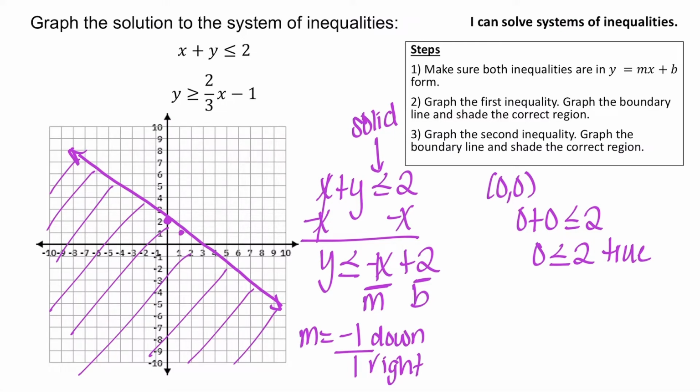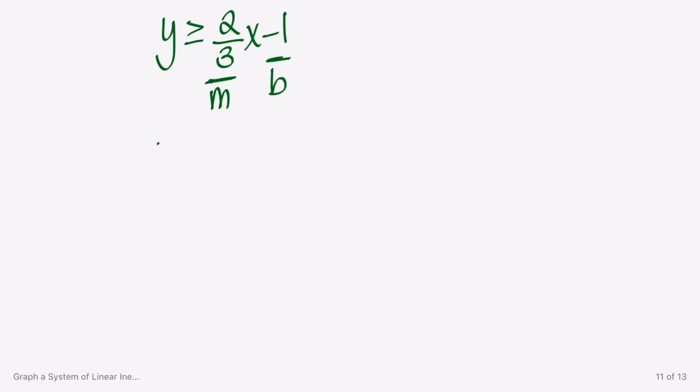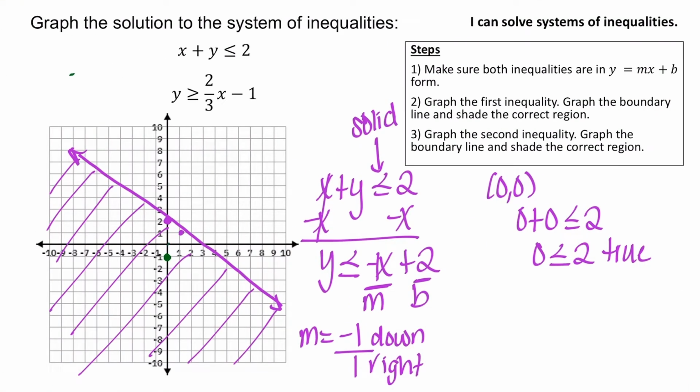So now I'm going to work with y is greater than or equal to 2/3 x minus 1. This is in slope-intercept form. 2/3 is m, and minus 1 is b. So I'm going to go to negative 1 and put my first point there. I have m equals 2/3, which means that I go up 2, and then I go right 3. So I'm going to go up 2, 1, 2, and then right 1, 2, 3 to put my second point there. Since it is a greater than or equal to sign, I'm going to use a solid line to connect these 2 points.